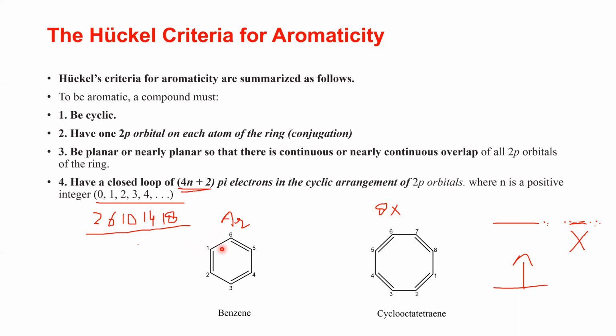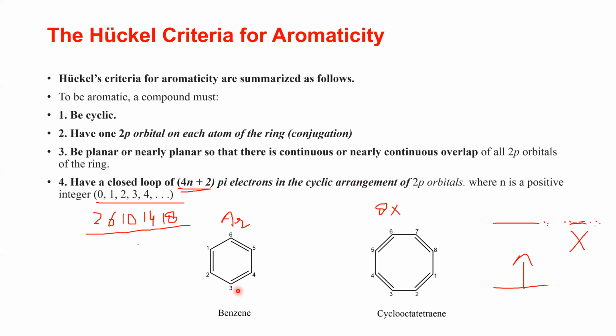So that's why this is only possible when there is a conjugation. If there is no conjugation and there are no 2p orbitals, it is not possible to accommodate these pi electrons in their capacity, and for the better overlapping of this one. The third criterion is to be planar or nearly planar, so that there is continuous or nearly continuous overlap of all the 2p orbitals of the ring.